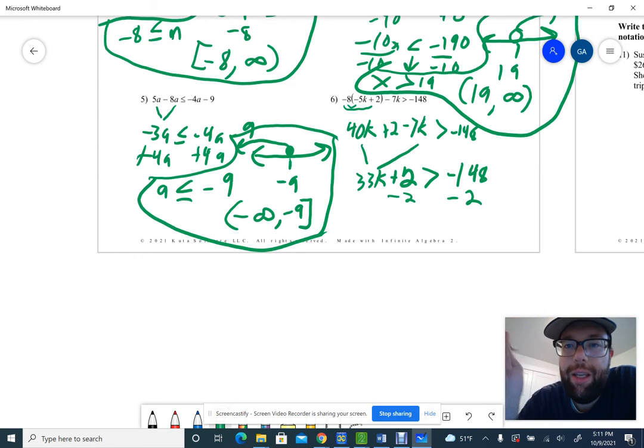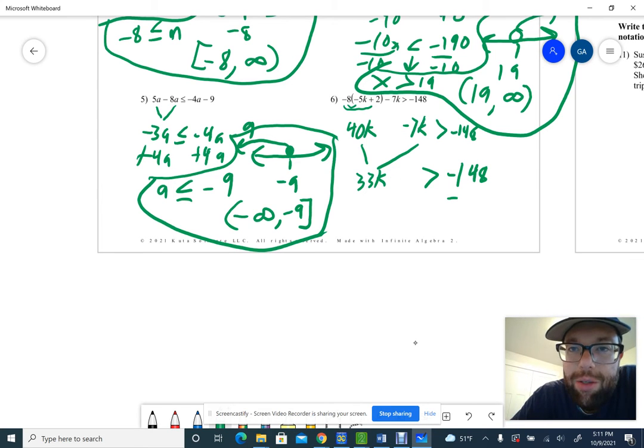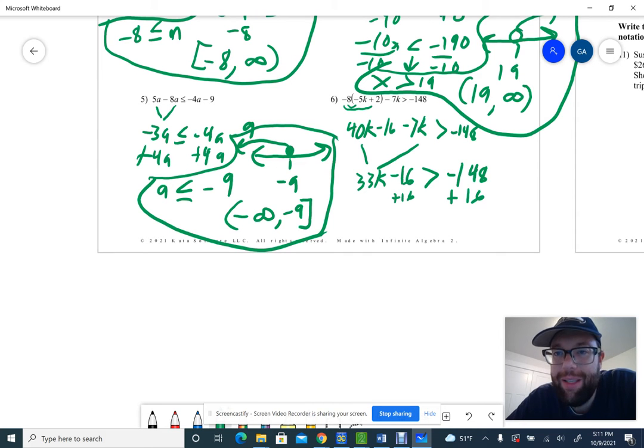Right? Oh, I messed up. Okay, that should be a minus 16. I didn't distribute to both terms. So I'm going to add 16 to both sides. Like, that doesn't look like it's going to work. But you catch these things, right? That's the important part. Negative 148 plus 16 is negative 132.